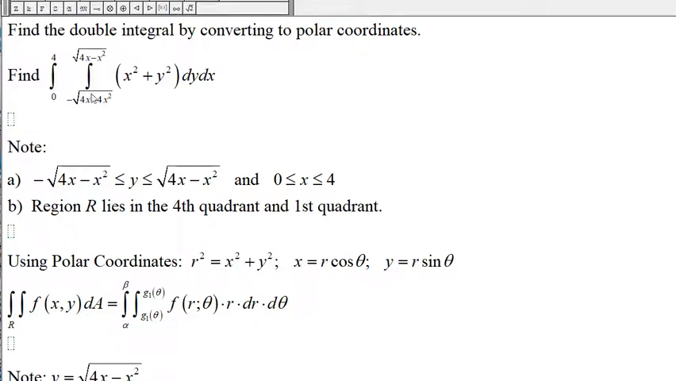Here we want to find this double integral using polar coordinate system. Notice that y ranges from negative square root of 4x minus x squared to the square root of 4x minus x squared. And then x is between 0 and 4.